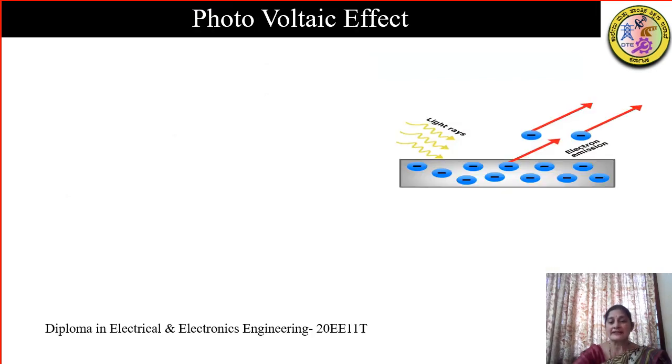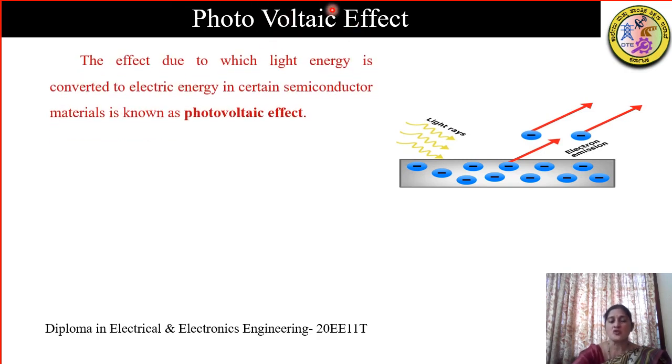To generate electricity by using light, we are going to use the photovoltaic effect. What do you mean by photo? Photo means light, volta means voltage. So we are going to use the photovoltaic effect to generate electricity. So what is the photovoltaic effect?